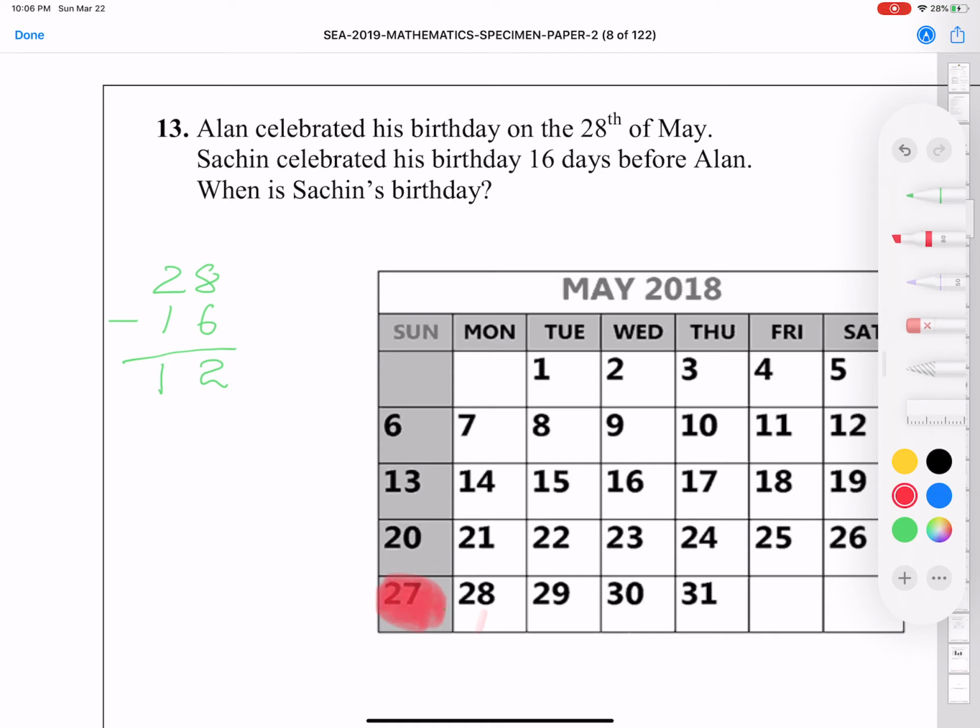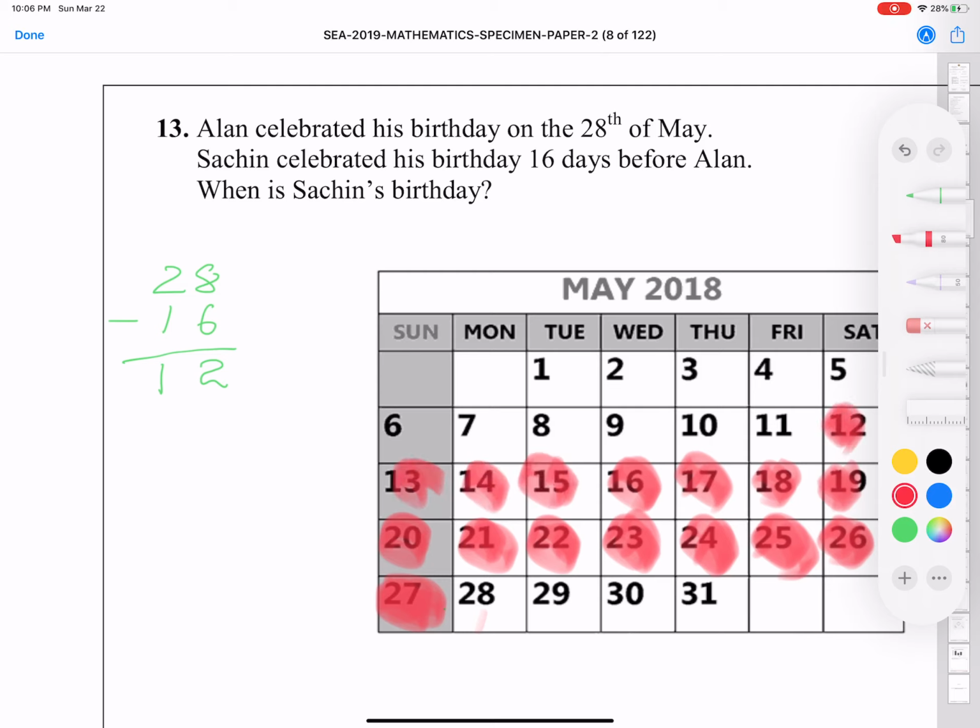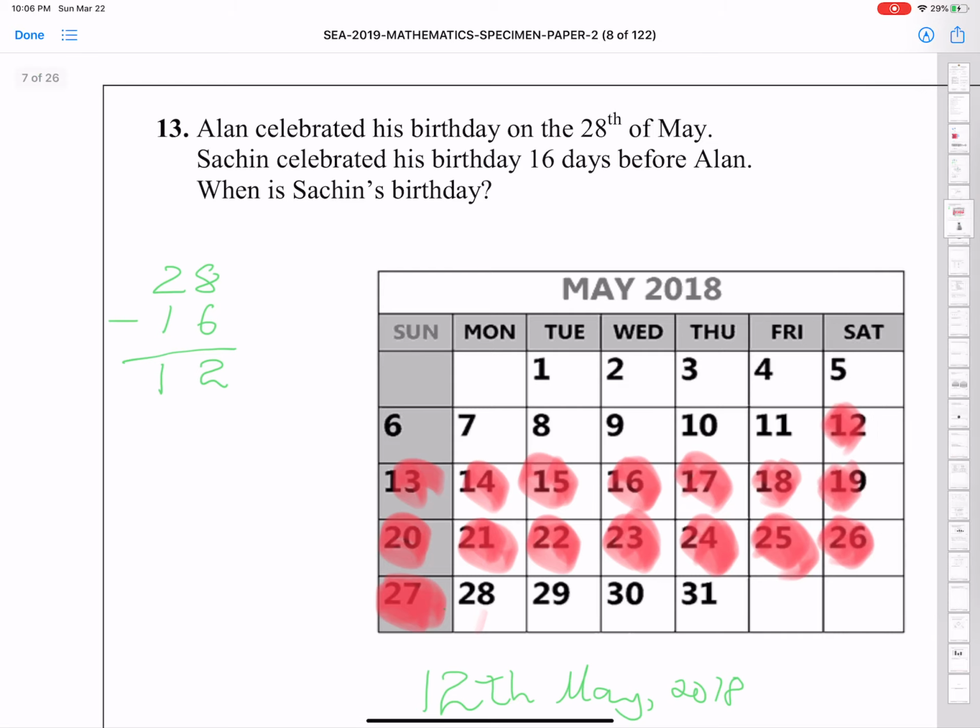1, 2, 3, 4, 5, 6, 7, 8, 9, 10, 11, 12, 13, 14, 15, 16. So the answer is the 12th of May 2018. That's Sachin's birthday. Happy birthday, Sachin. Let's move on.